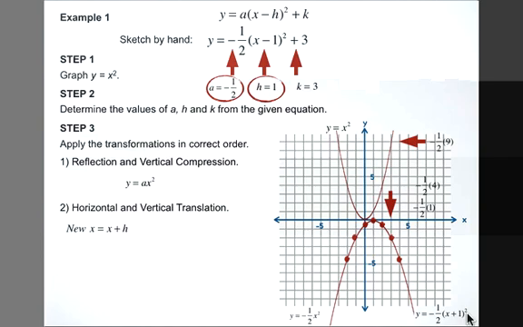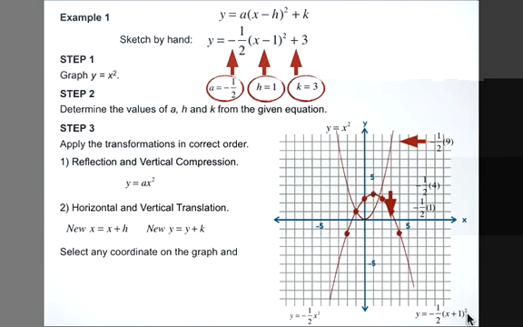Our k is our vertical translation. So our new y coordinates will be our current y coordinates plus k, which is 3. So all of our points are going to go up by 3. Here's the first one up by 3, second, third, fourth, fifth, sixth, and the 7th point. And we are now complete.